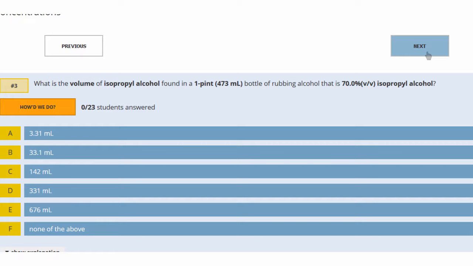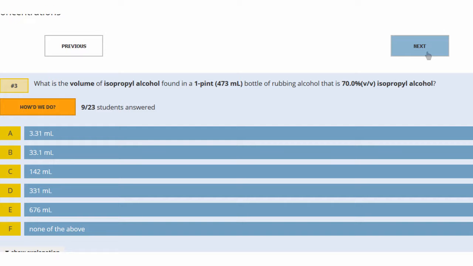Asks, what is the volume of isopropyl alcohol found in a 1 pint bottle of rubbing alcohol that is 70% by volume isopropyl alcohol? Which, by the way, if you have rubbing alcohol sitting in your cabinet, about 90% of all isopropyl alcohol or rubbing alcohol is this type, 70%. Sometimes it's 90%, sometimes it's 50%, and occasionally you'll find some ethanol, some denatured ethanol out there.